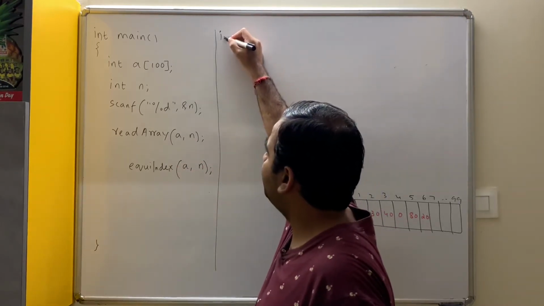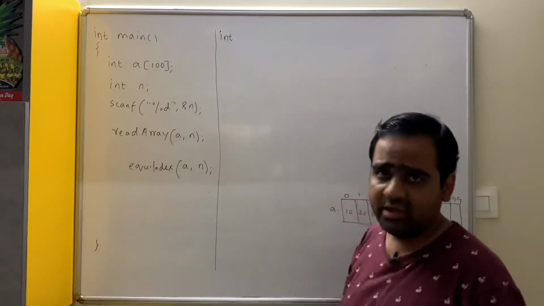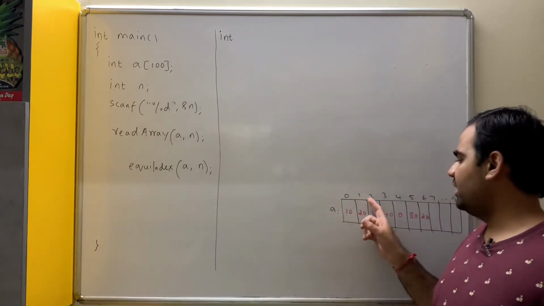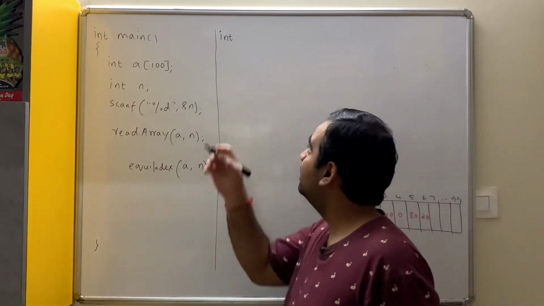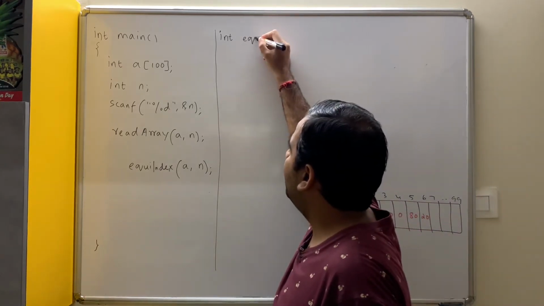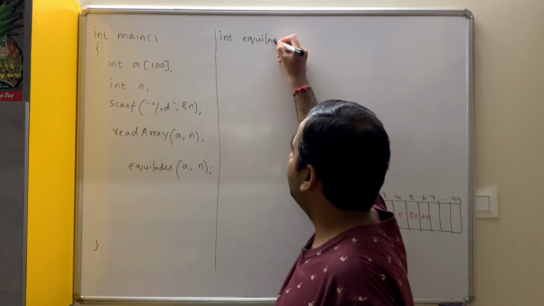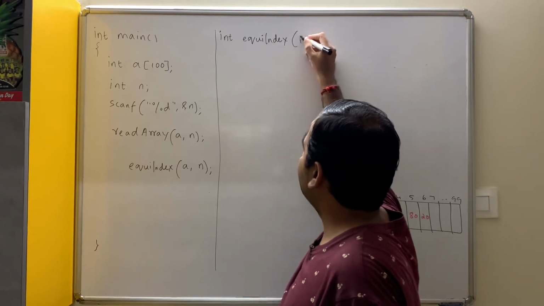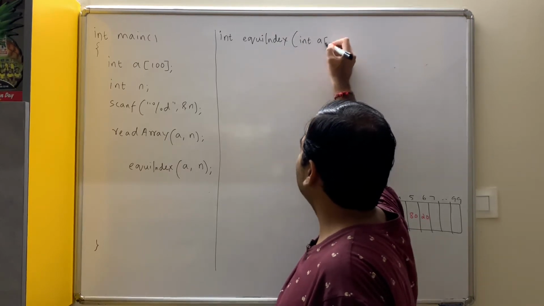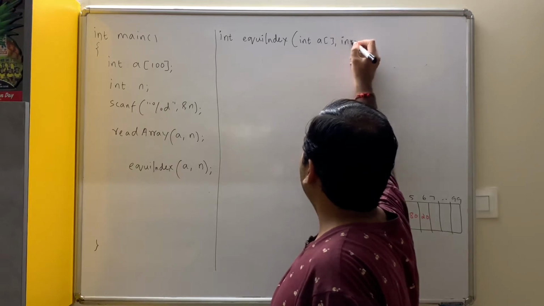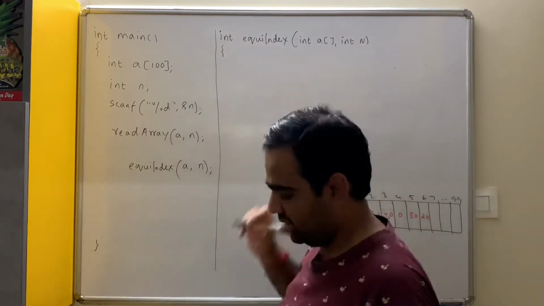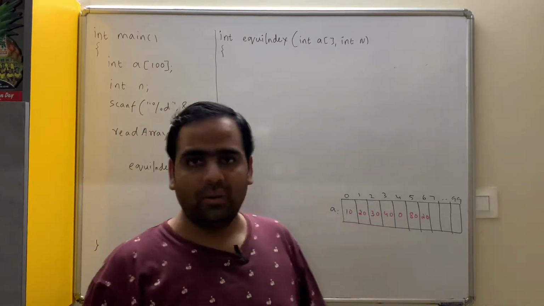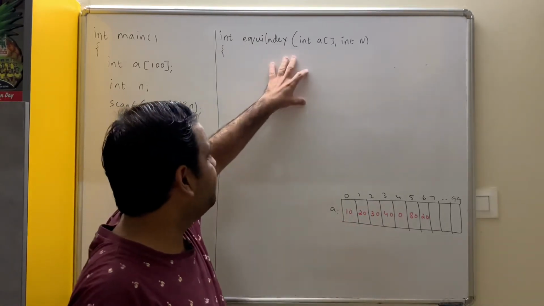The return type of the function is integer, clearly, because you will return the index. Indexes are always integers, or you return -1 if the equi-index is not found. And I write the function name as equi-index. What is the first parameter? An integer one-dimensional array, and the second parameter is integer n. Okay.